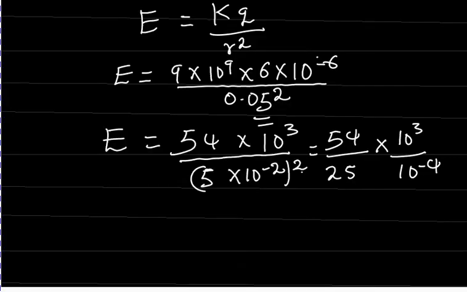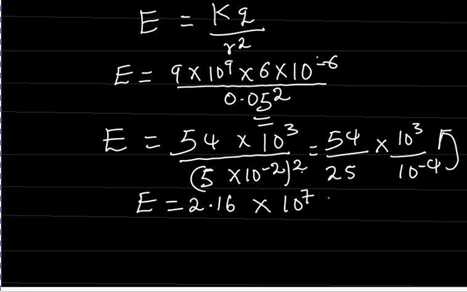Let me just get a calculator so that we have the answer. This is 54 divided by 25, so 2.16. The electric field has this number, 2.16. Then for the powers of 10, you know what is going to happen. If you take this up, that will be 10 raised to the power 4. 10 raised to the power 3 times 10 raised to the power 4 will give us 10 raised to the power 7. The SI unit is newton per coulomb.